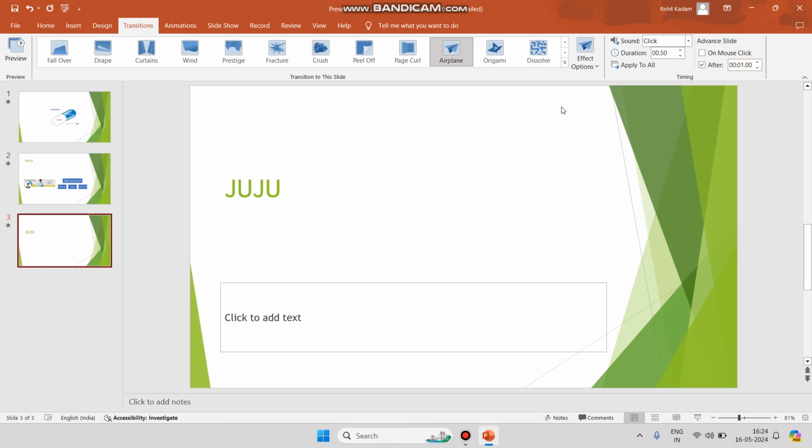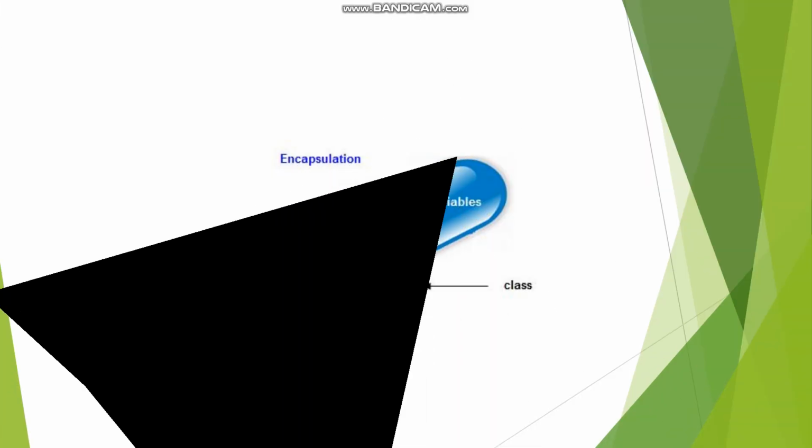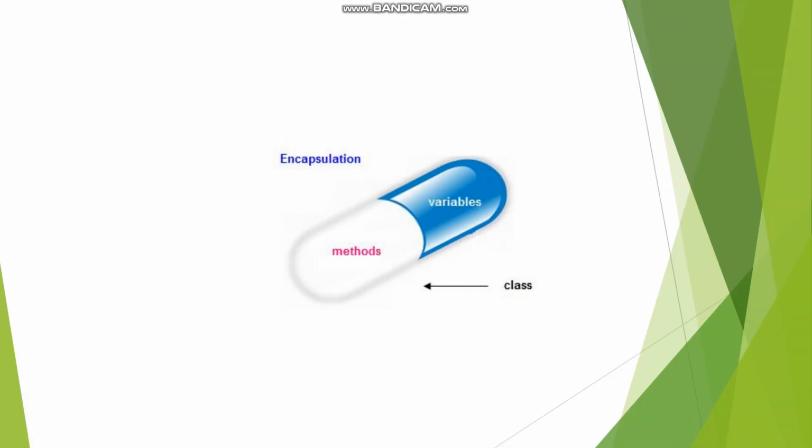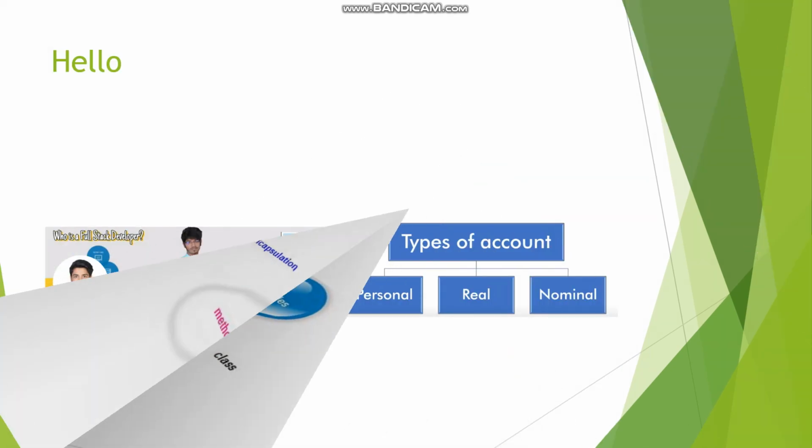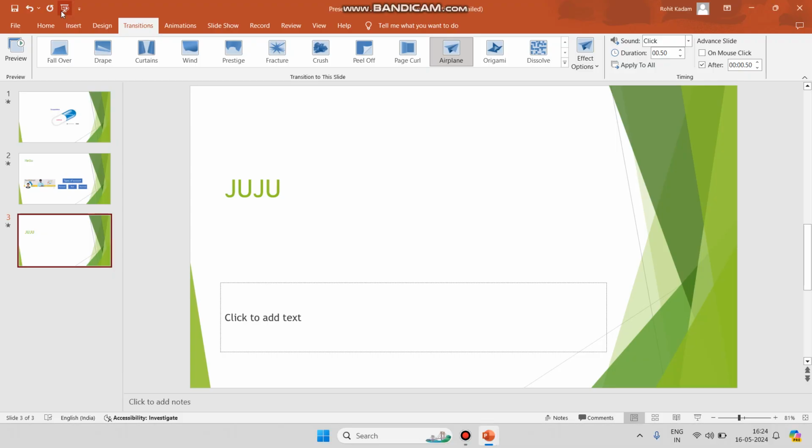Suppose I want only a 1 minute time. 1 minute is too much. Let me reduce it. Okay, I can do it like that. 50. After 50, it will change. Let me do it again. Slide. See, it's automatic. I do not need to worry about that. It's applied to all. Let's go.